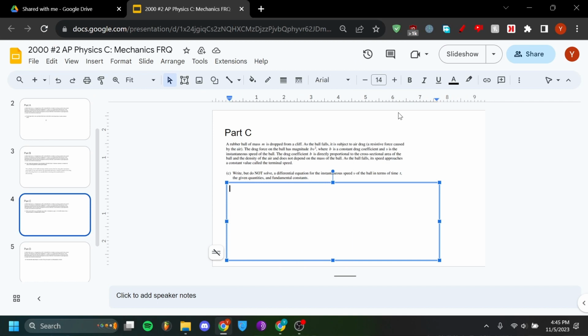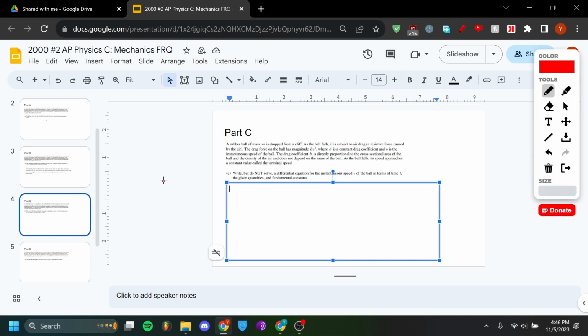Alright, so this is part C of the 2000 FRQ. Part C says to write, but do not solve, a differential equation for the instantaneous speed of the ball in terms of time t and the given quantities and fundamental constants. According to the step-by-step process that we discussed in class, we first draw the free body diagram, which looks like this. That's the dot right there, that's the object or ball. That's force drag, and that's force gravity, in other words, mg. So that's your free body diagram as we did in part A.